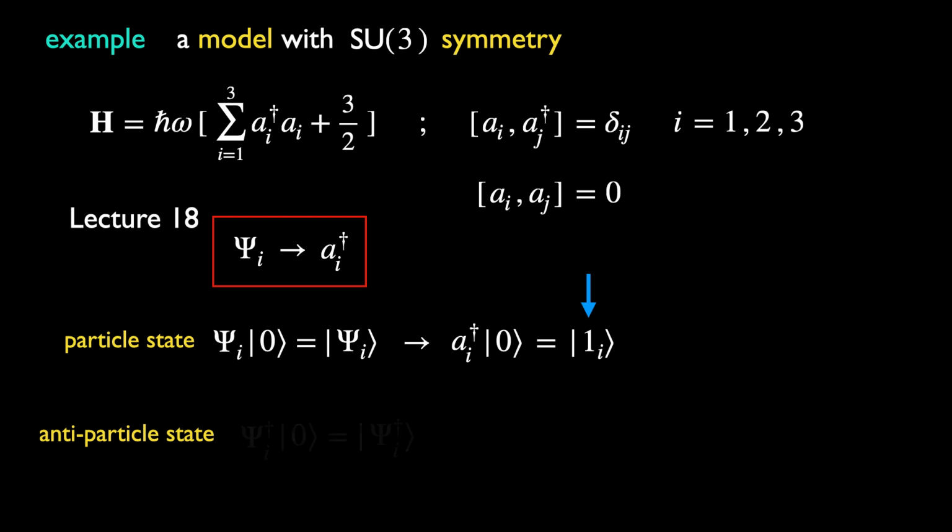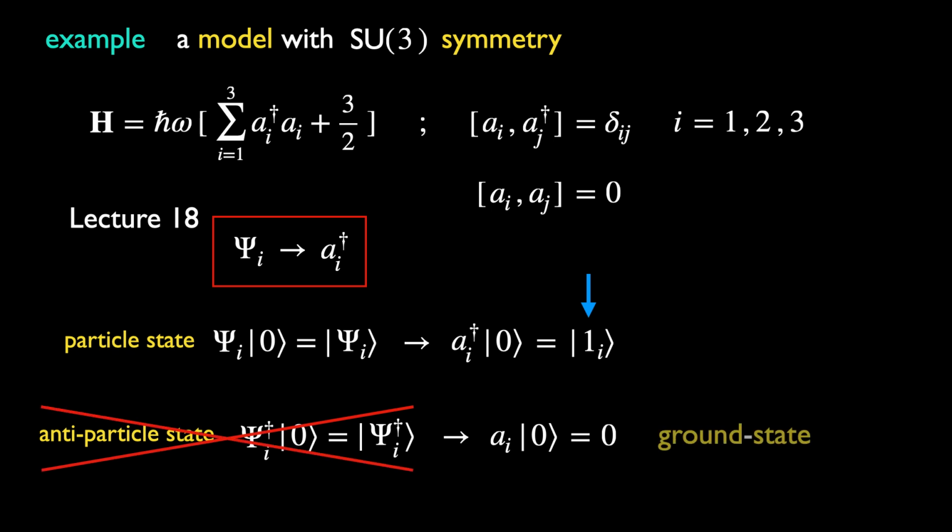But in this model, there are no anti-particle states. A_I acting on the ground state just gives 0. This equation serves to define the ground state. Here, the effect of A_I is just to remove a particle of flavor I, while psi_I dagger creates a different particle, which is the antiparticle.